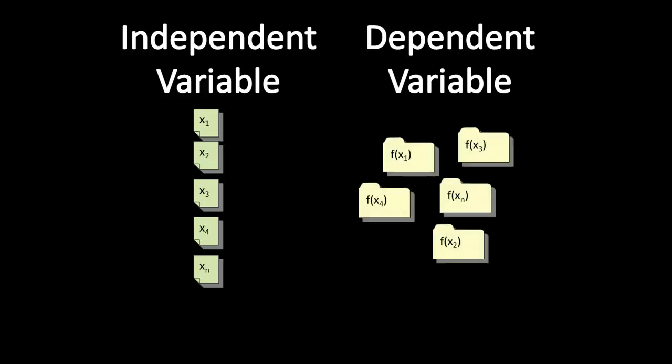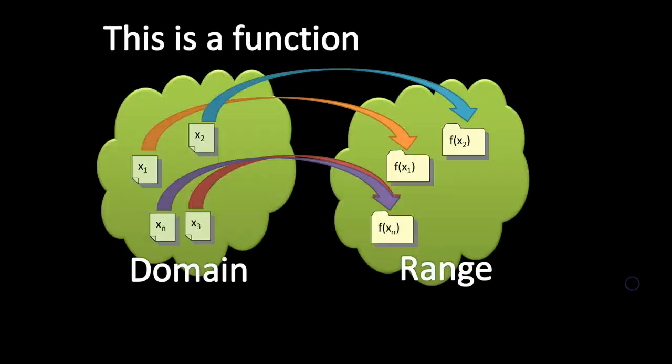Okay, first, independent and dependent variables. When we're talking about functions, we discuss what is the independent and what is the dependent variable. The independent variable most typically is the x variable, and the dependents are the f of x's, which we oftentimes call y's. The independent variable, the x's, are what we call the domain, and the dependent y's or f of x's are what we refer to as the range.